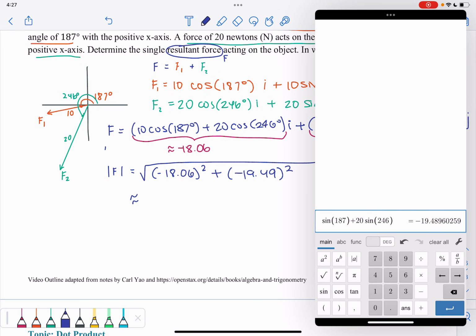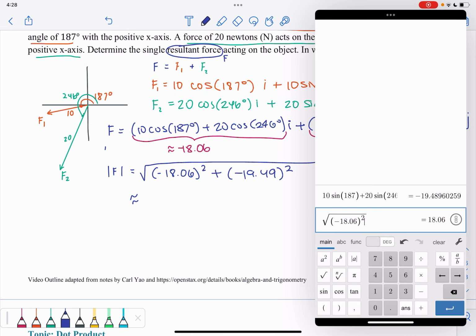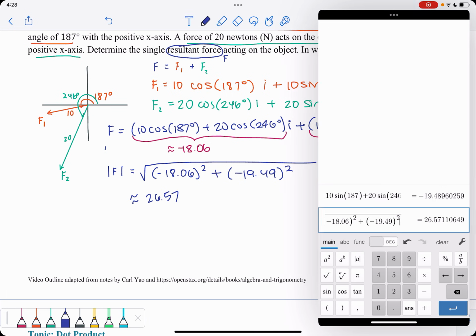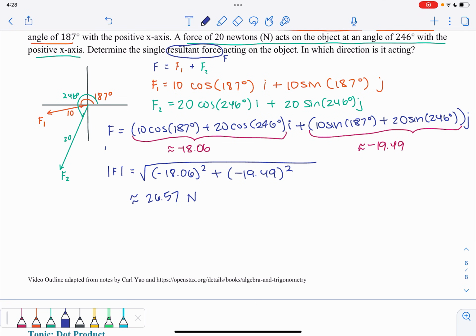Now we want the square root of parentheses, negative 18.06, parentheses, squared, plus parentheses, negative 19.49, parentheses, squared. So about 26.57. And since this is the resultant force, this is going to be in newtons. And now we are ready to find at what angle the resultant force is acting.